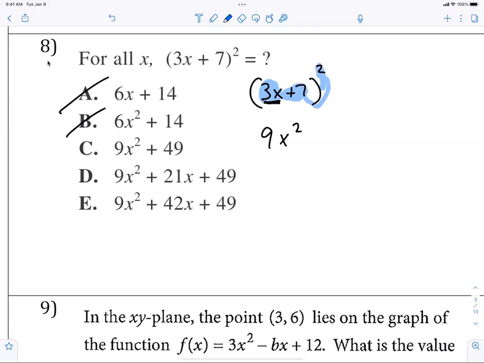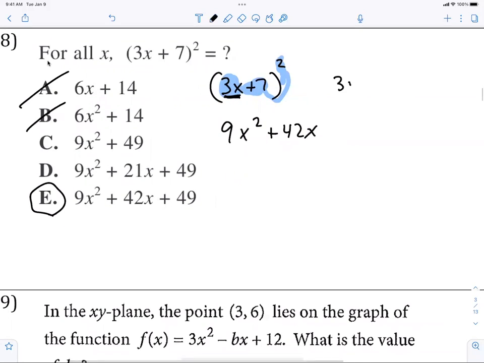21x times 2, 42x. So that means it's E. All right, I'm going to show you real quick. That's the pattern to squaring a binomial.